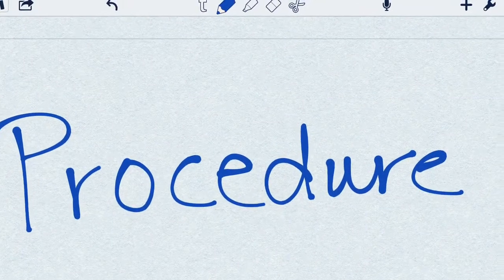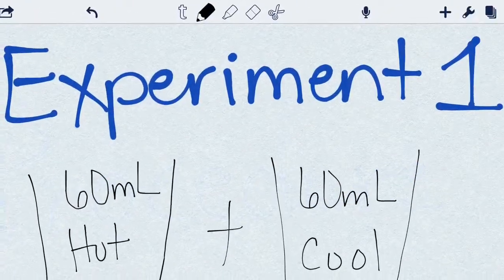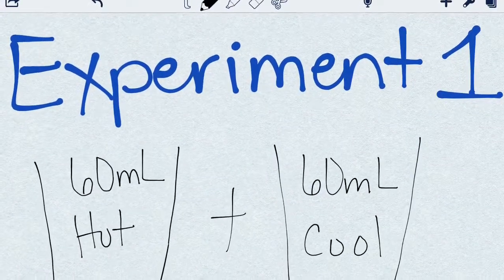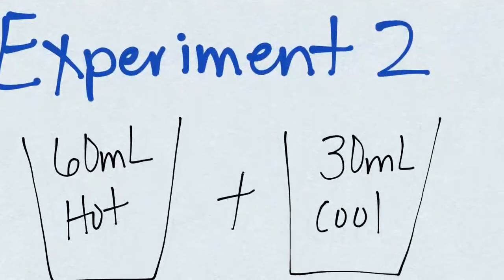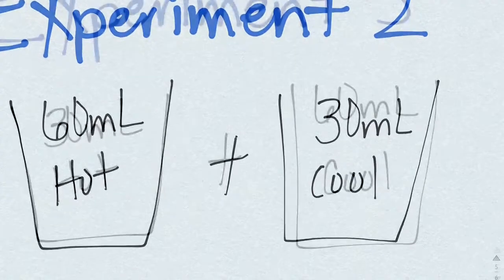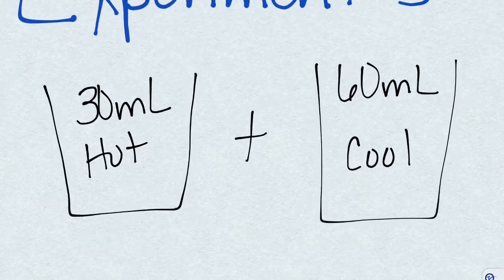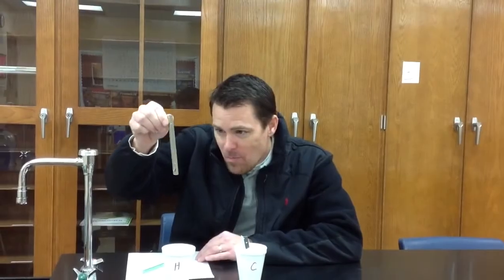For our procedure, we conducted 3 different experiments. In experiment 1, we mixed equal volumes of hot and cold water. In experiment 2, we mixed unequal volumes, more hot water than cold water. And in experiment 3, we mixed unequal volumes, more cold water than hot water.